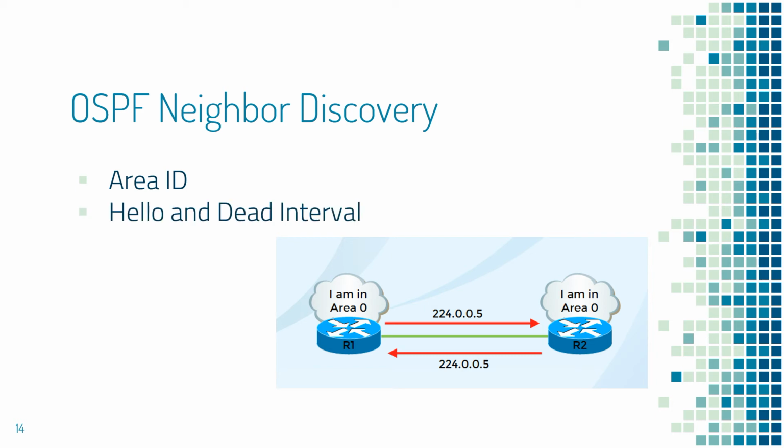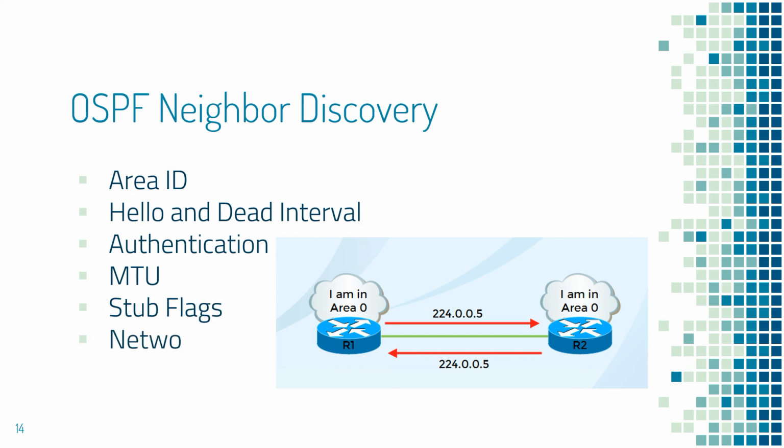The Hello packets act as a keepalive for the neighbors. They also help in electing the DR and BDRs in broadcast networks. The following parameters must match for successful OSPF neighborship: area ID, hello and dead interval, authentication, MTU, stub flags, and finally, network mask.